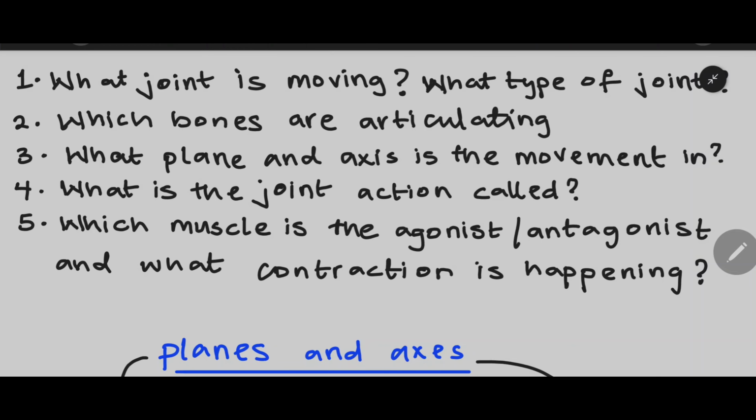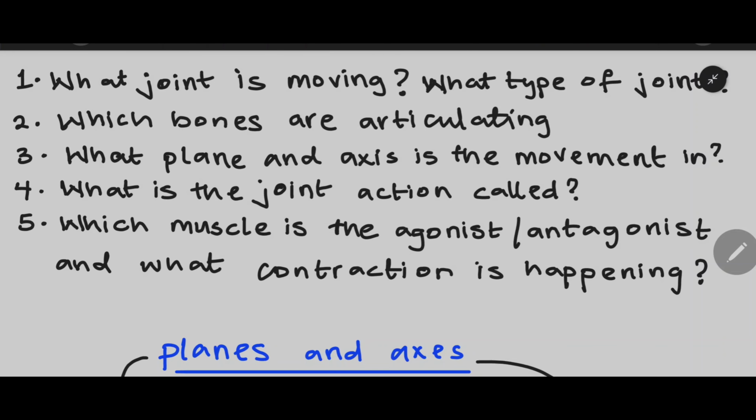So if I was to freeze frame an athlete mid-movement, right? Imagine they were doing something like a squat, a football kick, a push-up or something like that. By the end of this video, you should be able to say with confidence what joint is moving, what type of joint is it, which bones are articulating that joint, which plane and axis the movement is happening in, what the joint action is called, which muscle is the agonist, which muscle is the antagonist, and what type of contraction is happening. So that is what we are going to look at in this video.